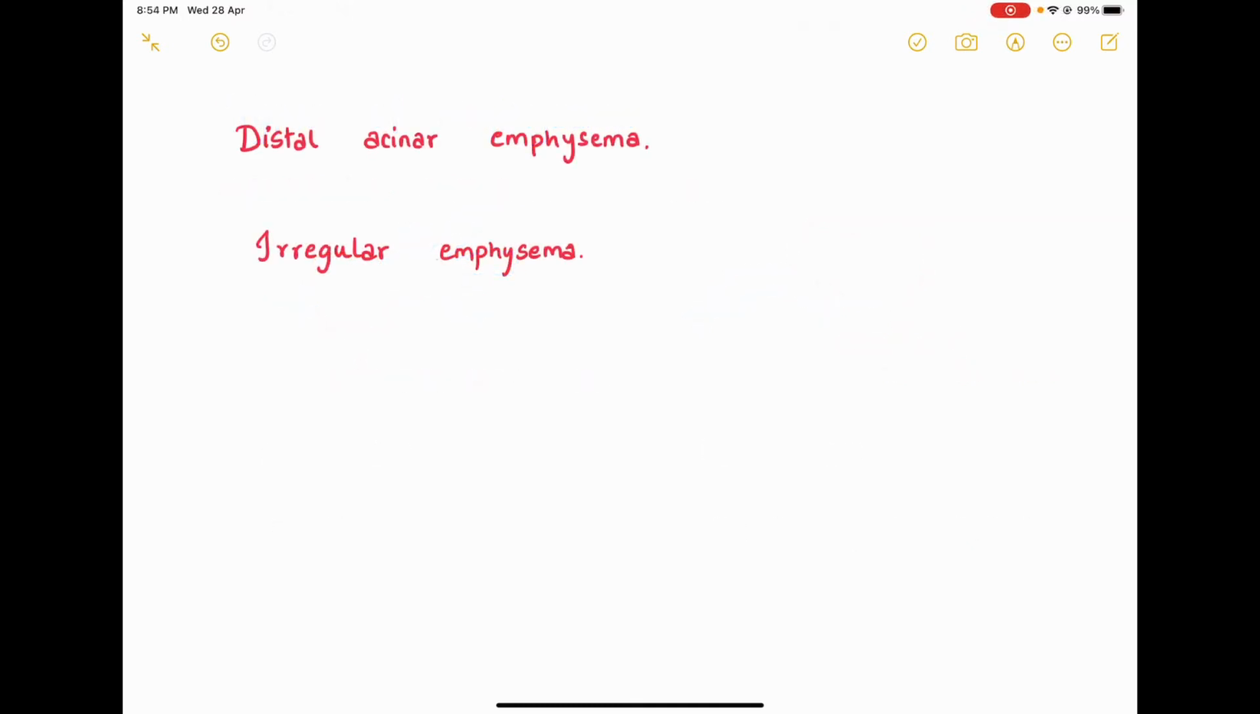The third type is the distal acinar emphysema, where only the distal part of the acini is involved, and the pathology in this is very close to the pleura and the margins of the lobules. In this, you also see multiple contiguous enlarged air spaces, which when enlarged are referred to as bulla. The fourth type is the irregular emphysema.